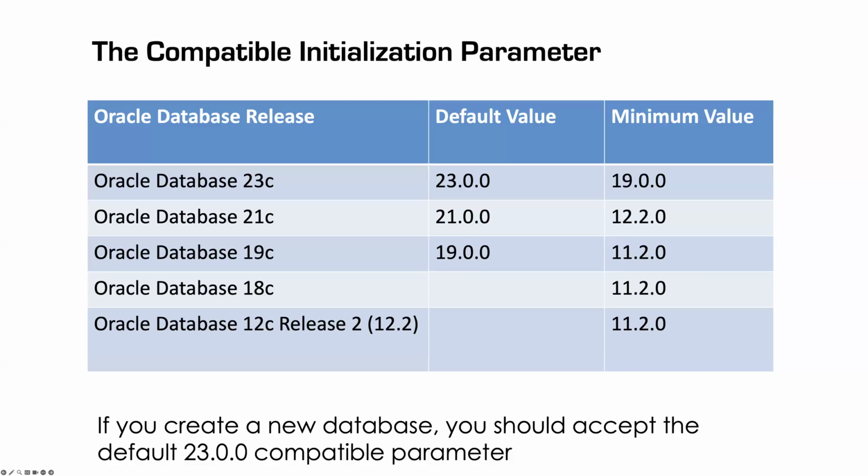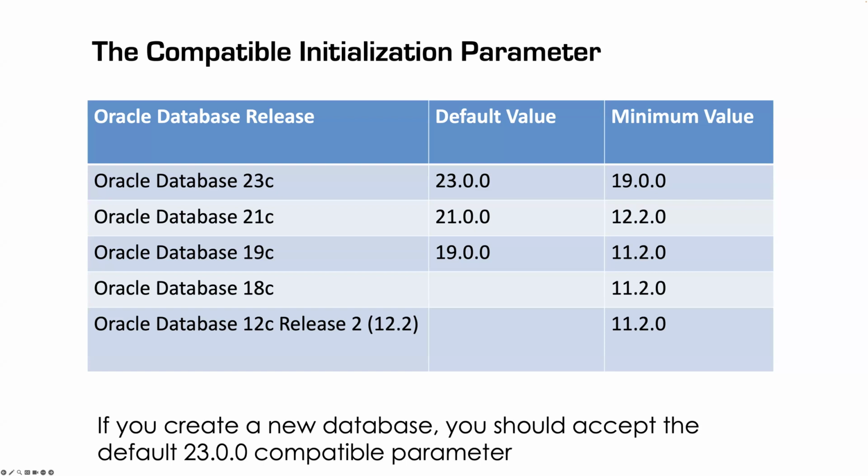A lot of people did not advance their compatible parameter. So we had probably 10 to 20% of our customers who, as they upgraded to 19C, kept their compatible at whatever version they were on before. And it was mainly because, again, they didn't want to deal with the additional level of testing of their queries.